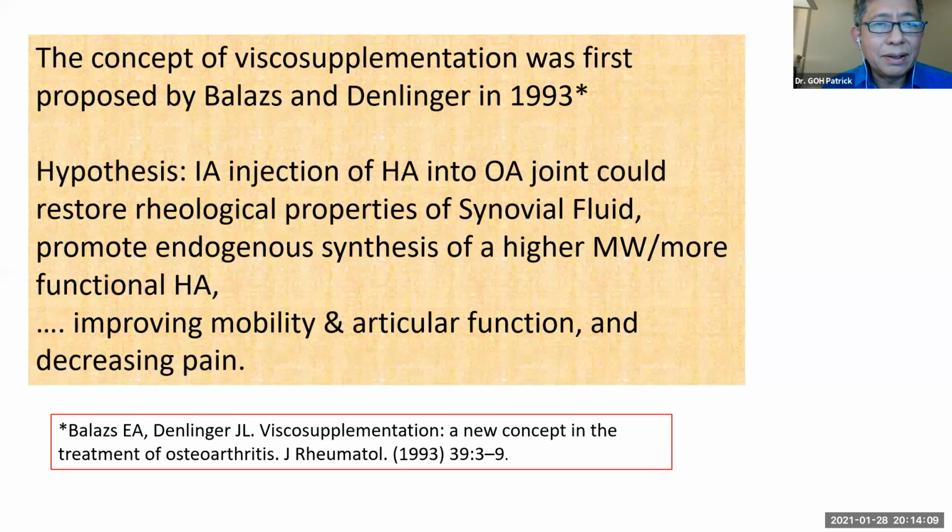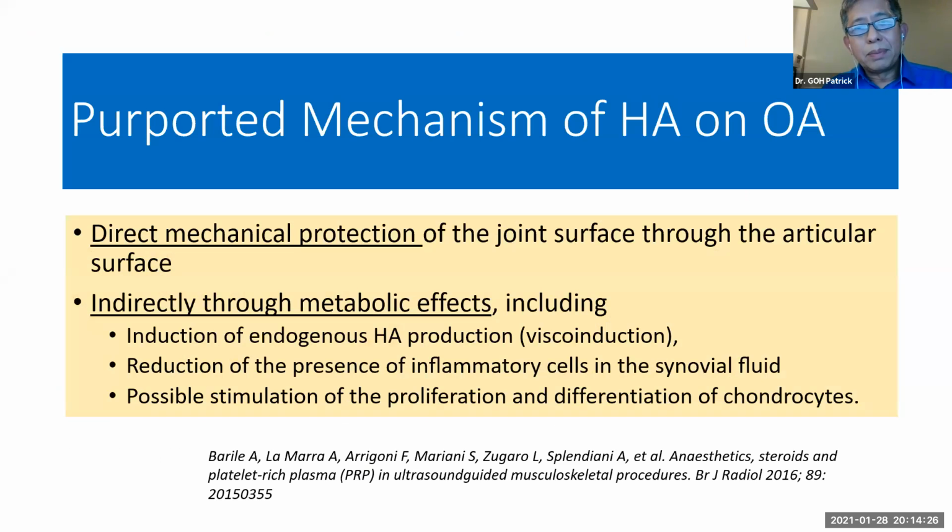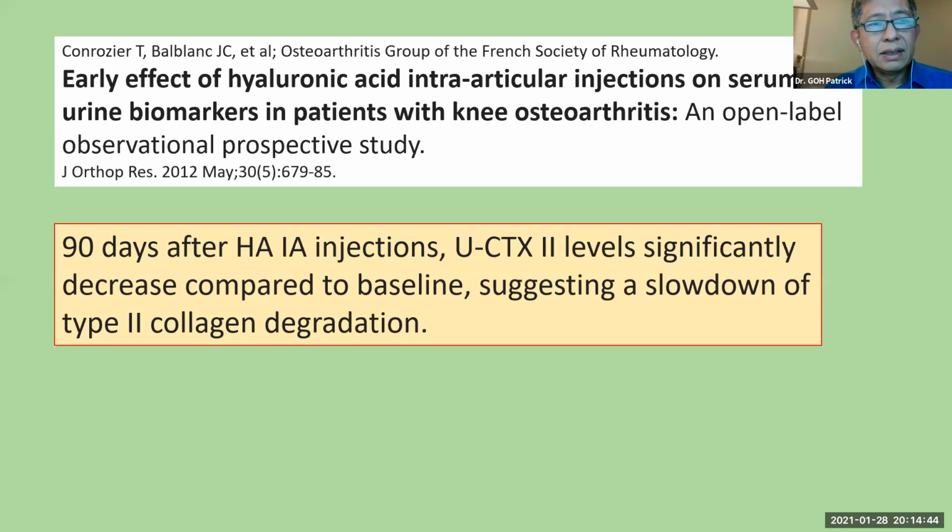The hypothesis was that when you inject it into the joint, it could restore some of the rheological properties of synovial fluid. It could promote endogenous synthesis of higher molecular weight and perhaps more functional hyaluronan, and therefore improve pain and function. The purported mechanism, therefore, is that there's a mechanical component on the joint surface, and there is a metabolic type effect as well, induction of HA production, reduction of inflammation, and so on.